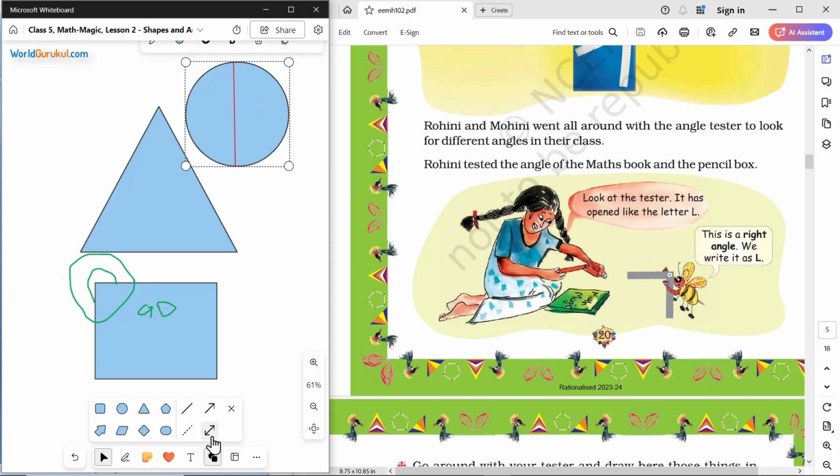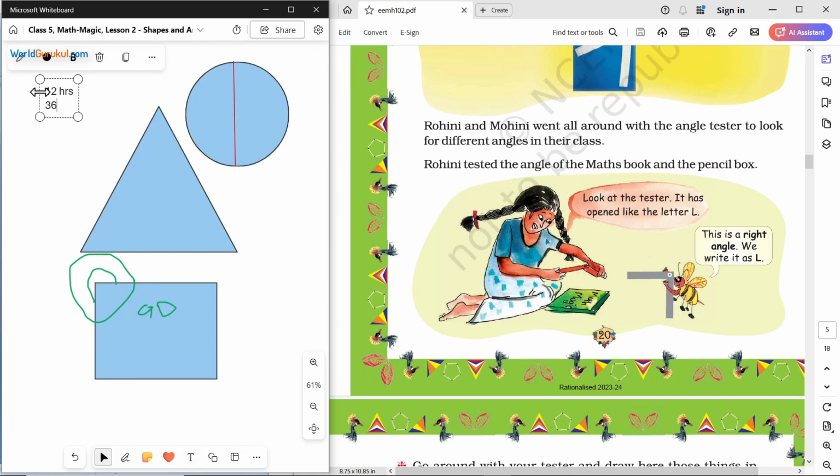We have 12 hours in a clock, right? The clock is 360 degrees round. Each hour, when our hand moves by 1, each hour will traverse how many degrees? 360 divided by 12. That is going to be 30 degrees.